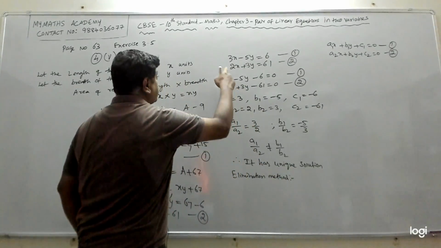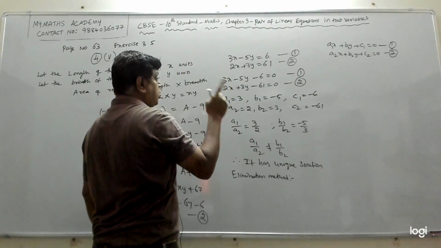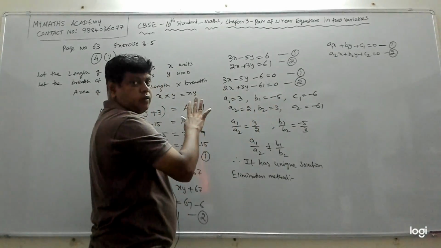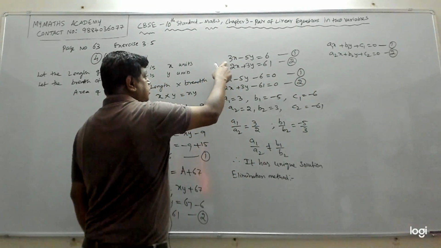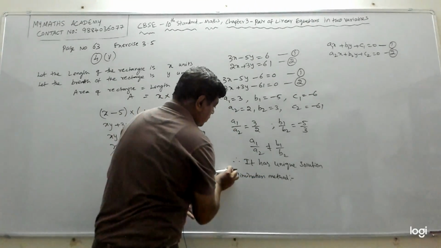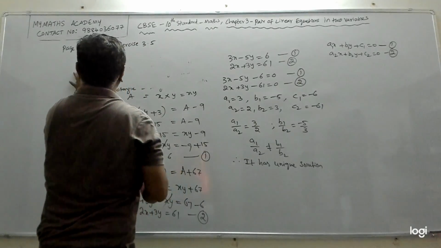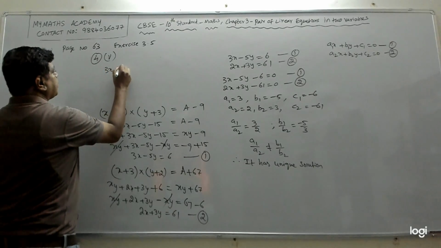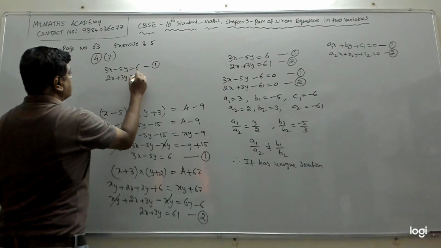So let's write the equation. We have to go back to this form. For elimination method, the equation should be in this form. For cross multiplication method, or whenever you are finding this ratio, whenever you want A1, B1, C1, then the equation should be in this form, where the right side should be equal to 0. For elimination method, you can take this equation, the 3x. Let me erase this and rewrite. So it is 3x minus 5y equal to 6. This is the first equation. Then 2x plus 3y equal to 61. This is your second equation.